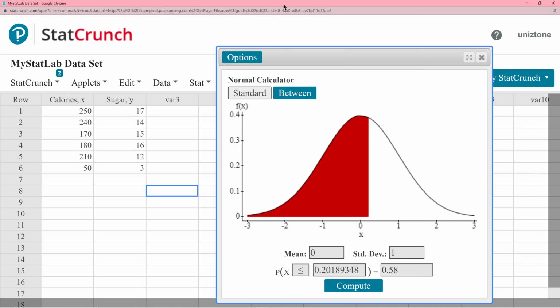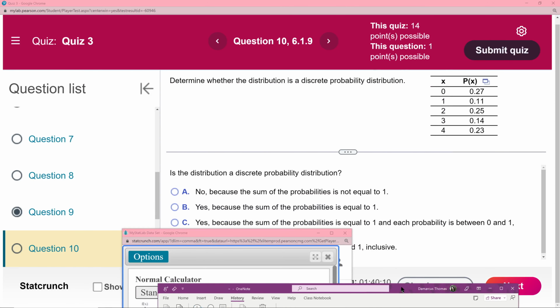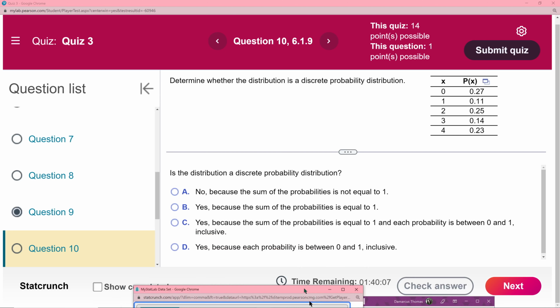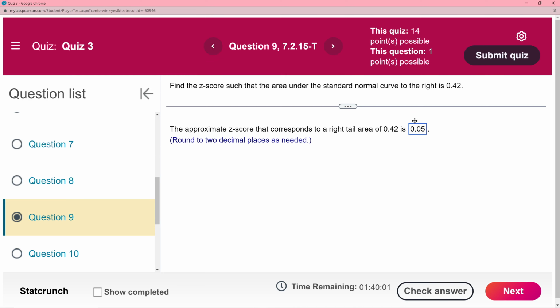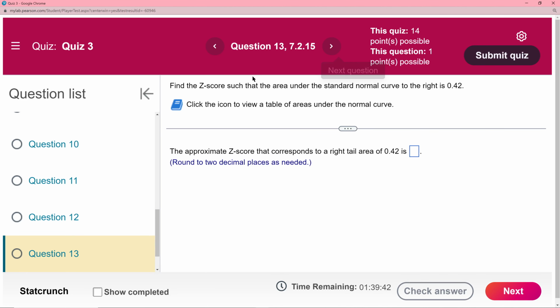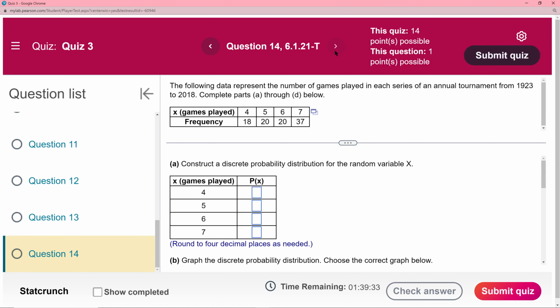Let's see, the question was about the right tail, that also splits it. So it is the area to the right tail of 0.42. Find the z-score such that the area under the standard normal curve to the right is 0.42. We just did this one. It's the exact same problem. It's pretty strange.